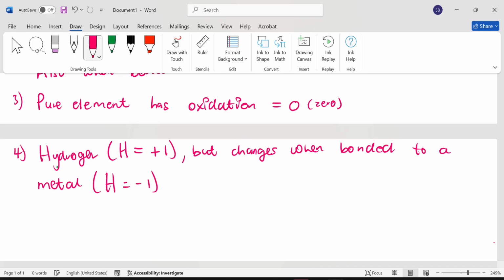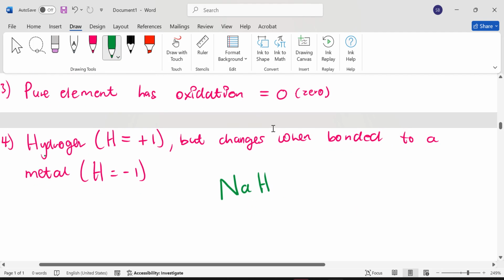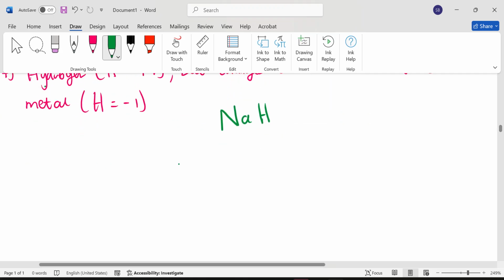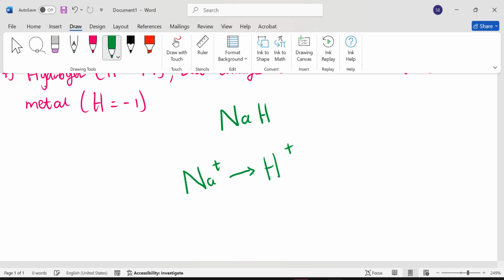Now why is that? Think of a certain metal like sodium hydride. Sodium has a charge of positive 1, so Na plus, and hydrogen has a charge of positive 1. Now you wouldn't be able to bring these two together if they both have positive charges. So what would you have to do?